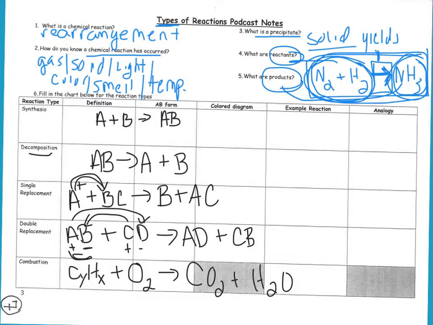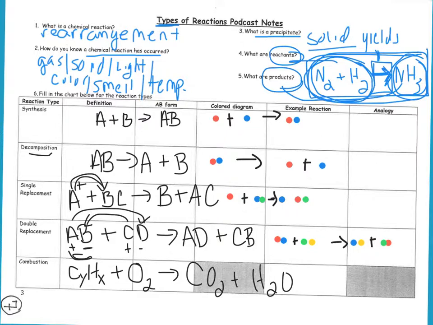So when you look at these 5 different forms, these are just the general forms of 5 different types of chemical reactions. And the first thing you're going to have to be able to do is look at it and decide which of these 5 types it is.